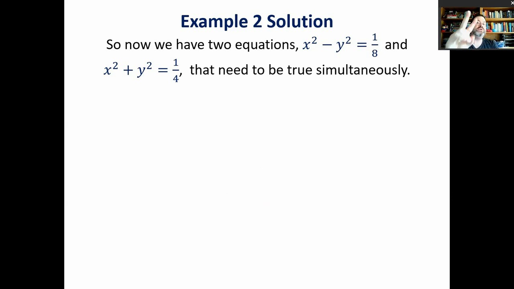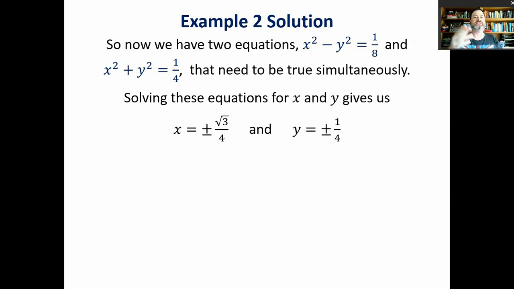So now we have 2 equations that need to be true simultaneously. Even though when we plugged this into the original lemniscate it didn't solve the equation, it reduced it to something easier. So now we have x squared minus y squared equals 1/8, and x squared plus y squared equals 1/4. This is enough information to solve the problem. You can solve these just by substituting, or if you prefer, use elimination. It might be easier. Just add them down.